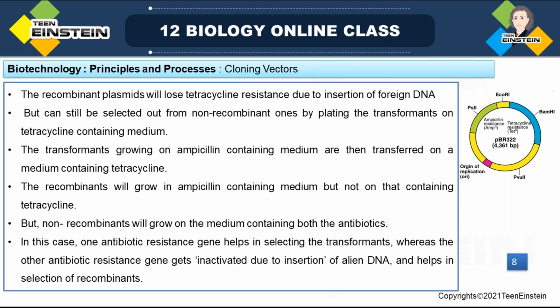Then how do we make the selection? Because the tetracycline resistance gene is working as a selectable marker. Due to the insertion of the foreign DNA, it may lose the tetracycline resistance. Then also we can make selections. How can we make a selection? We can plate them in a tetracycline-containing medium. Then we can select the recombinants from the non-recombinants. In a tetracycline-containing medium, we can plate them, right?